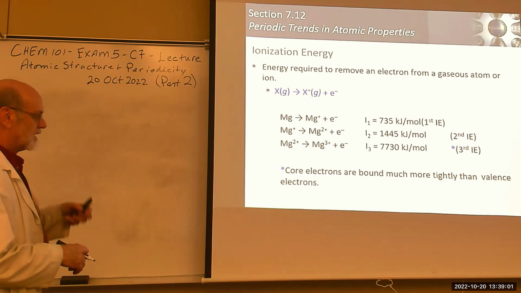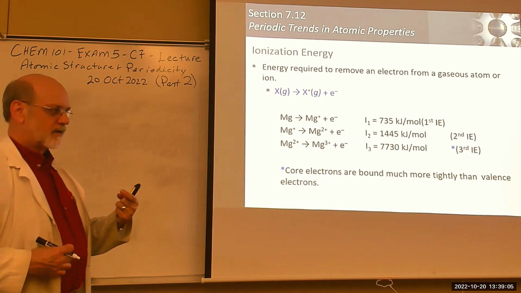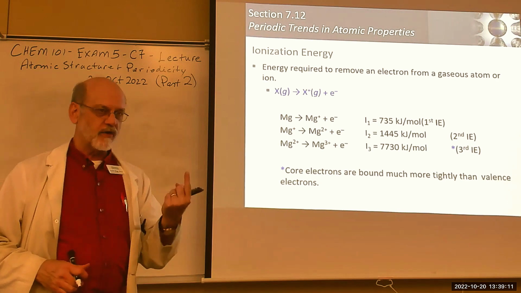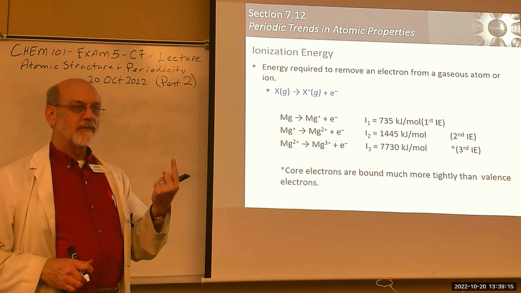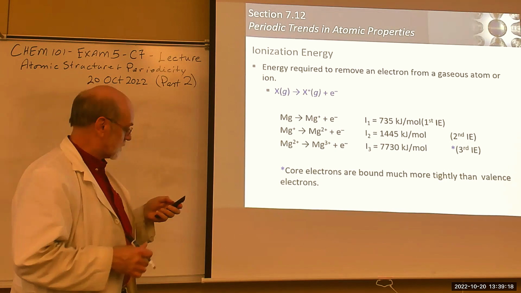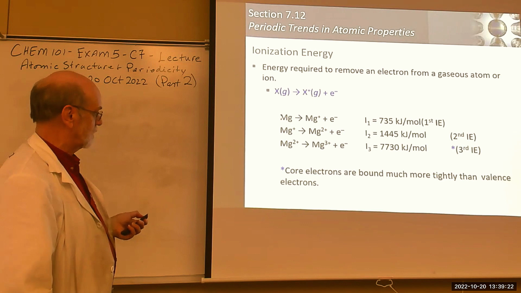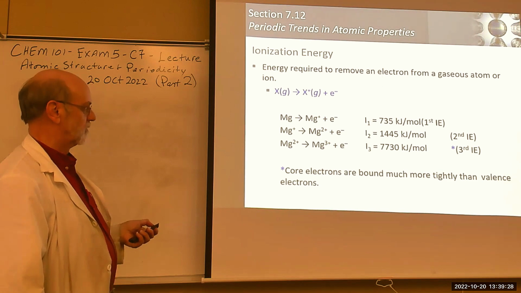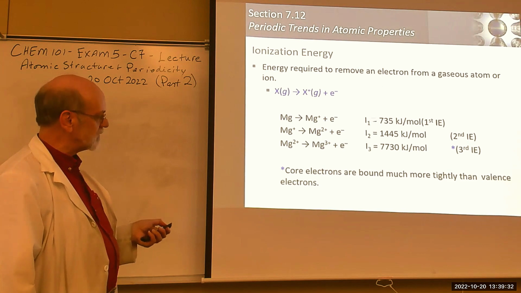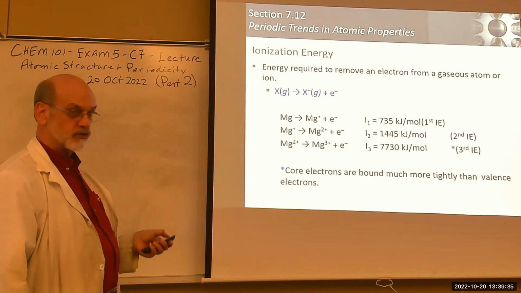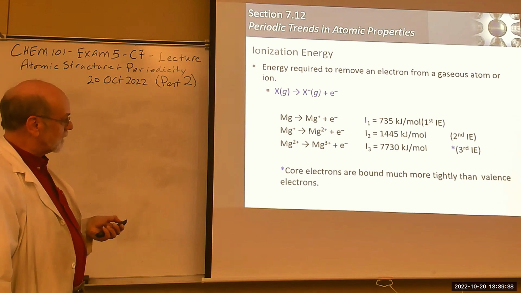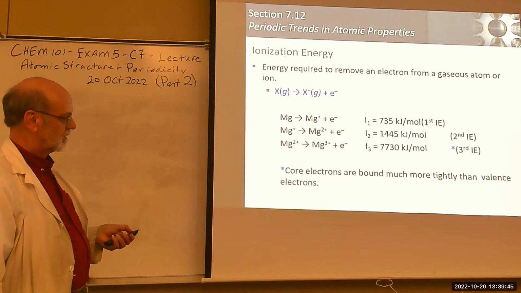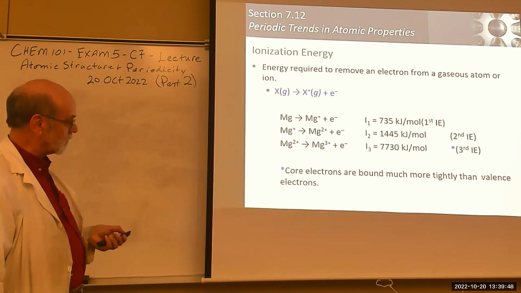The ionization energy is the amount of energy required, in joules or kilojoules, whichever the case may be, to remove one electron from the atom or the ion. So if it's first ionization energy, you're starting with a neutral atom, and you end up with a positively charged ion and 1 free electron. That's the amount of energy per mole of magnesium that it takes to accomplish that, 735 kilojoules. Now, if you take this ion and you kick off another electron, it takes more energy. And if you take that one and kick off another electron, it takes even more energy.